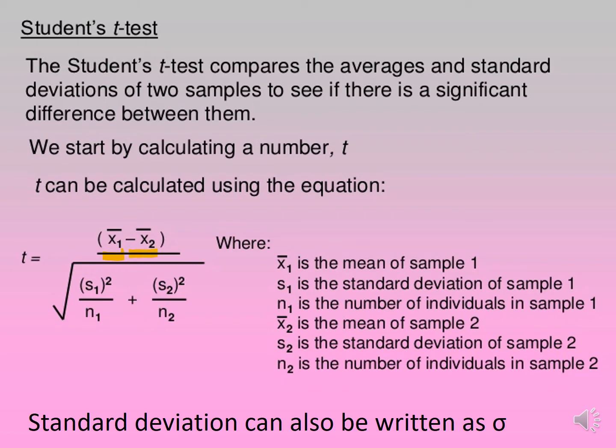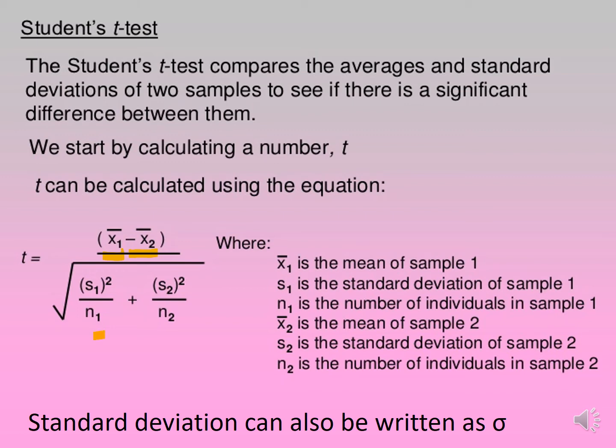Now it doesn't matter which way around you get those. If you've got a negative number, you just ignore it, it doesn't matter. But you're just finding the difference between the two means. And it doesn't matter which one is the first group and which one is the second group, it's fine. So you work out what the difference is between the two means.